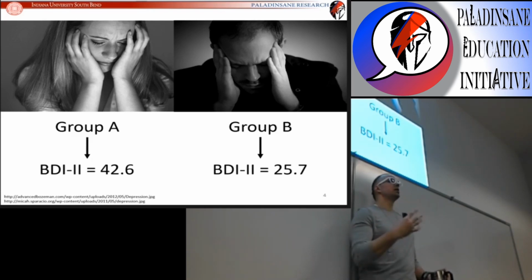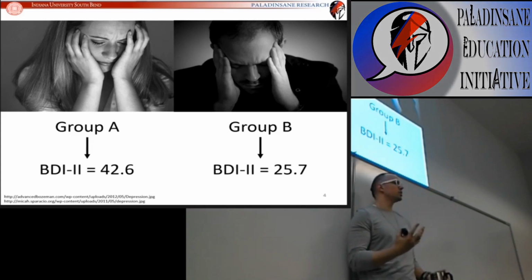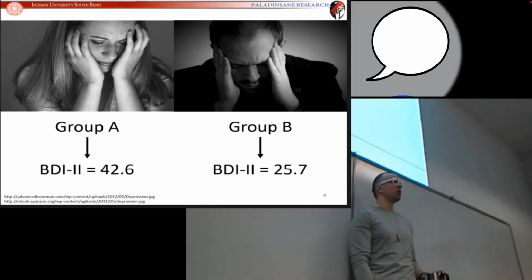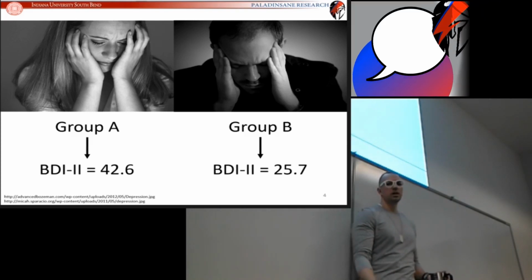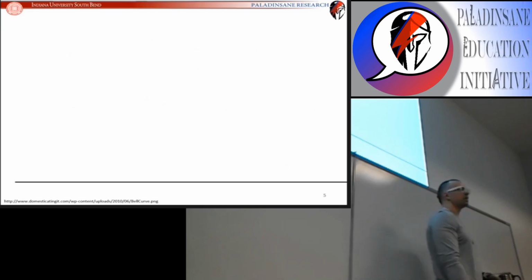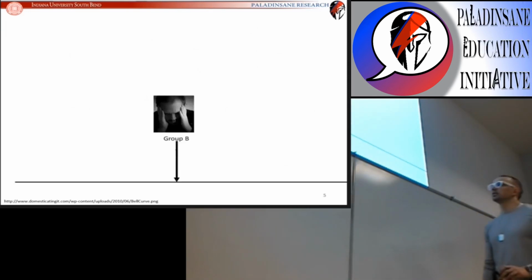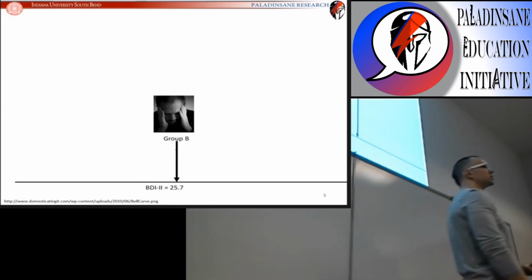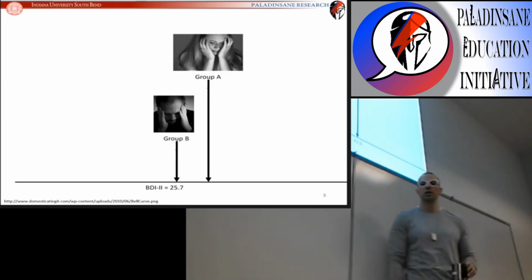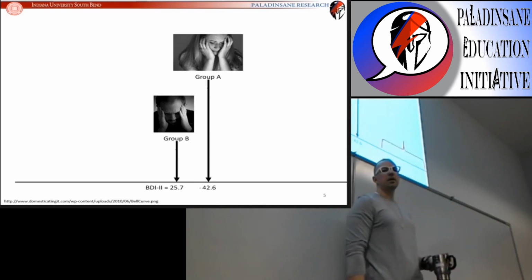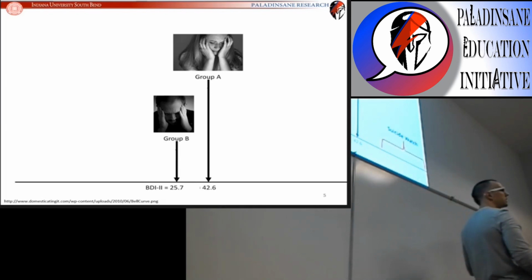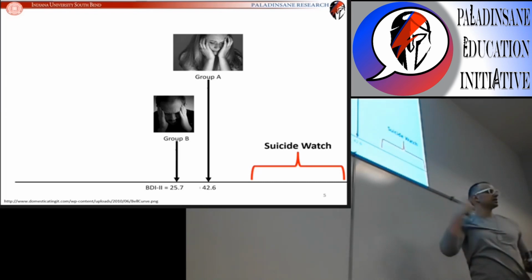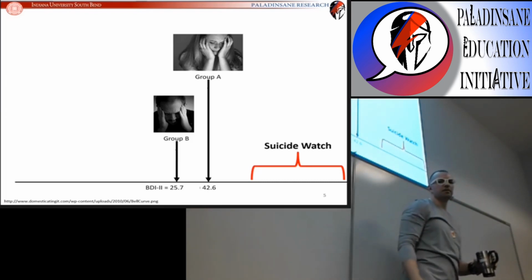Because while the mean is giving you a good indication of the distribution, we need another piece of information. Specifically, we need to know how spread out the scores are. So it could be that group B, their mean is right there, Beck's depression inventory score of 25.7. Group A, their mean is right there. They have an average score of 42.6. And that area right there, that is suicide watch. That is where, if anybody falls into this area, they need to be placed in that special, protected, safe environment.